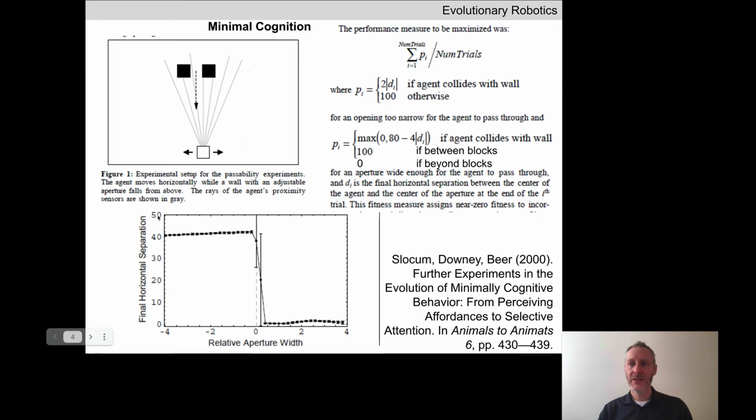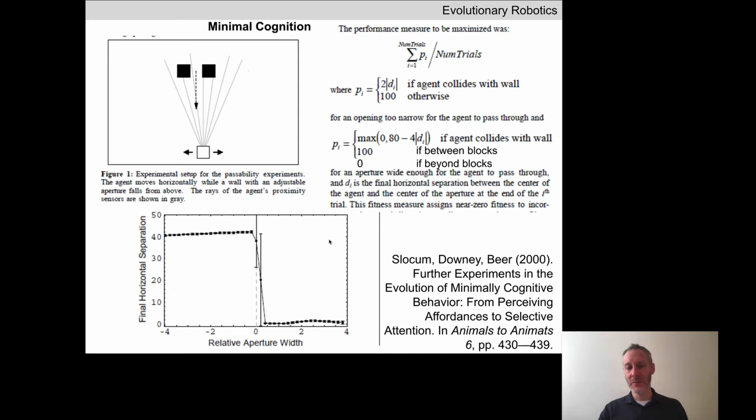The vertical axis here is showing the final horizontal separation between the agent and the object pair when the object pair hit the ground. As Ben says, it moved far away. It moved 40 centimeters away from the object pair. This axis doesn't tell us whether on average it moved 40 centimeters to the left or 40 centimeters to the right. It just got, as Ben says, far away.